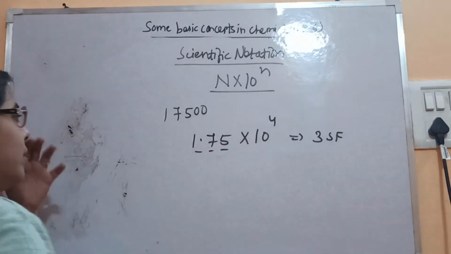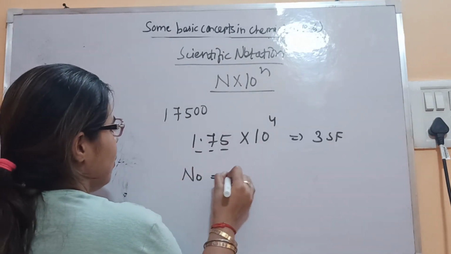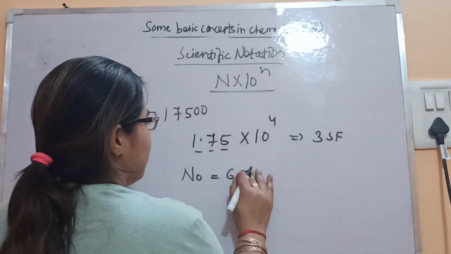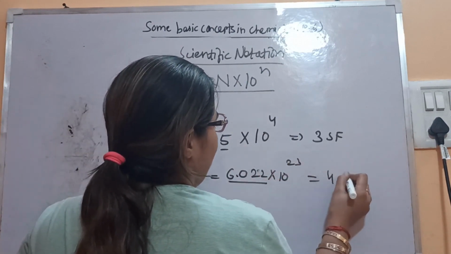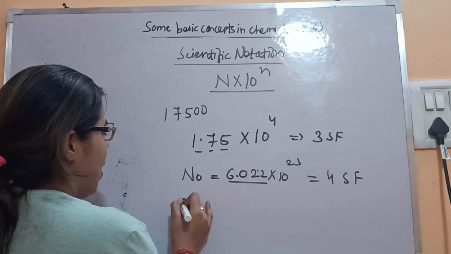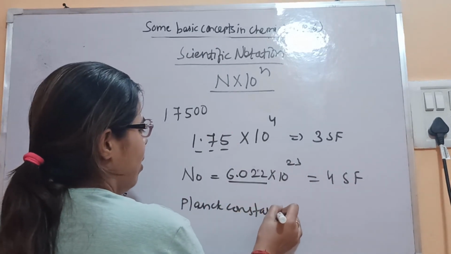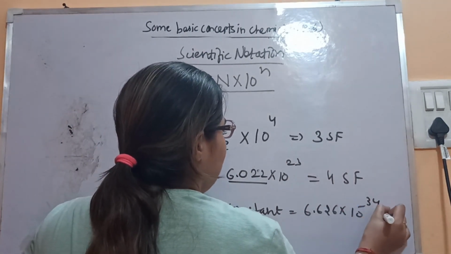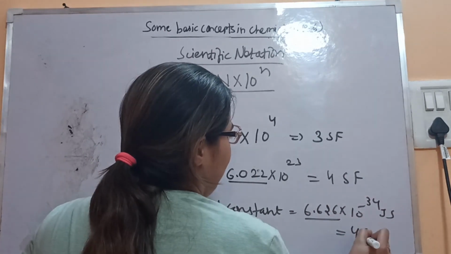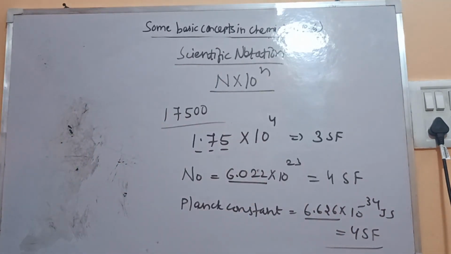Now you just look at Avogadro's number. This is also in scientific notation: 6.022 into 10 to the power 23. How many significant figures? 4 significant figures. Similarly, Planck constant is there. All the constants, you will find they are in scientific notation, into 10 to the power minus 34 joule second. How many? 4 significant figures. So to represent a particular number in scientific notation is very, very important.